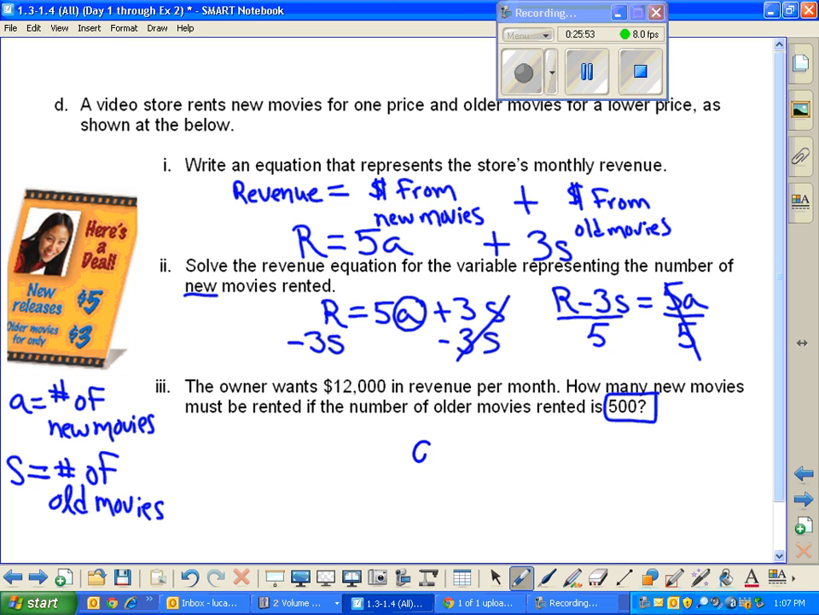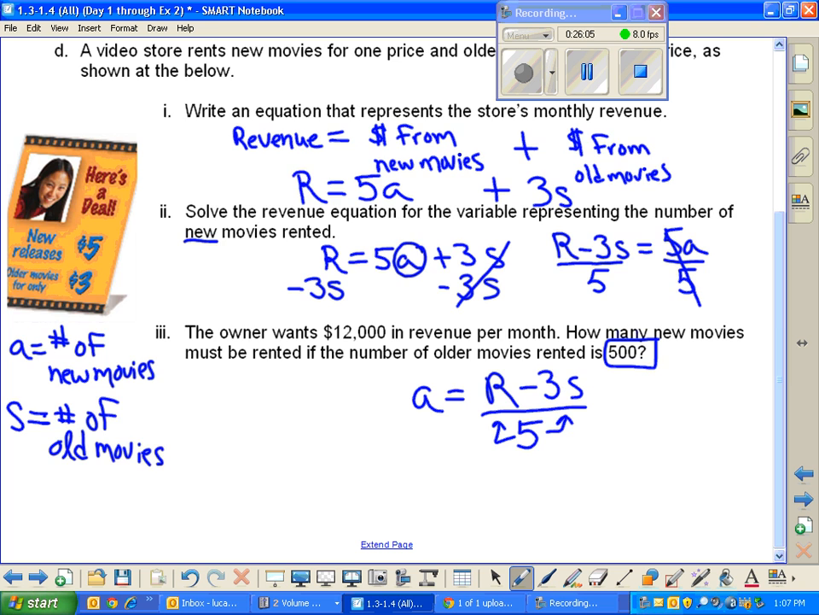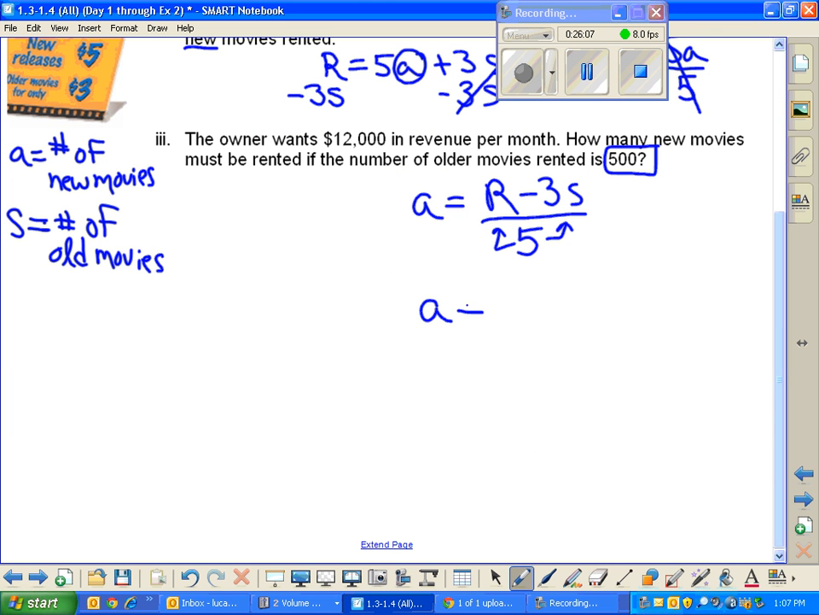So you could just write this as A equals R minus 3S over 5. Or you could actually divide that 5 into both things. So there is more than one correct way to write this particular equation. Like that. That's an option. All right, and I'm going to let you guys have at this one also.